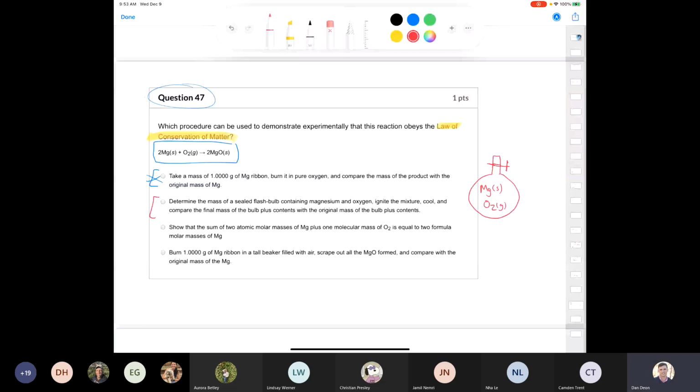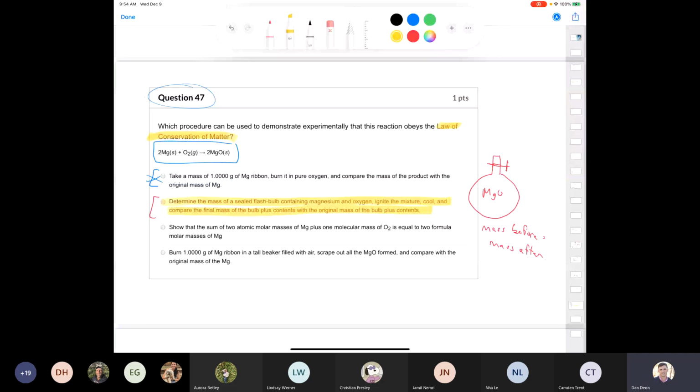And you end up going from magnesium and oxygen, which had a certain mass associated with it, to magnesium oxide. And the idea is that the mass before is going to be equal to the mass after. That's what they're saying here. And that actually proves the law of conservation of matter. Why? Because you did a chemical reaction, right? You made an ionic bond between the magnesium and the oxygen, but nothing was created and nothing was destroyed, right? You started out with a certain amount and you ended up with a certain amount. So that actually proves the law of conservation of matter.